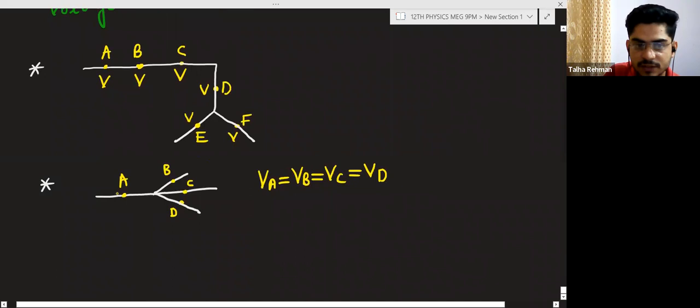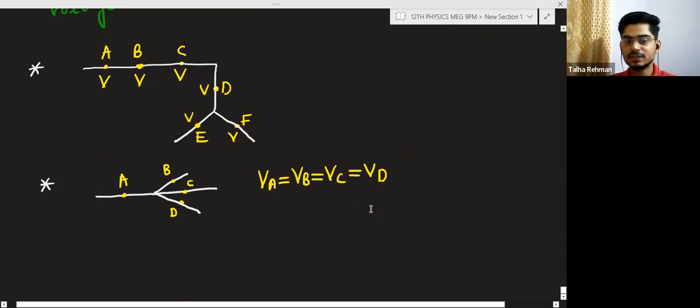But if we charge, so from here to here the charge will be the same. But from this point the charge will divide. Charge will divide due to this branching. But the potential will not divide until and unless a capacitor or resistor is connected.